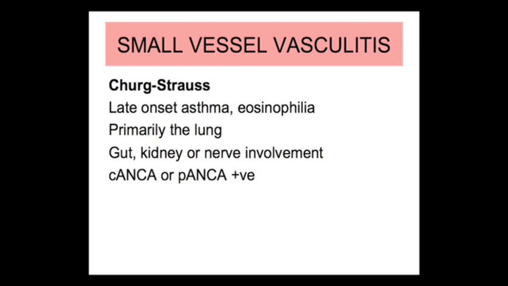This will then progress onto some form of asthma, affecting obviously the lung primarily, and then the disease will start to spread to other areas. So the gut can be involved, the kidneys can be involved, and finally the nerves can also be involved. And this is generally the last stage of the disease, in that the patient will start to get painful extremities due to nerve damage. Now, Churg-Strauss syndrome is found in association with both types of ANCA antibody. So both C-ANCA and P-ANCA have both been associated with this disease.